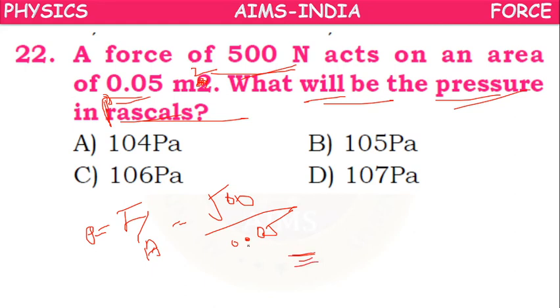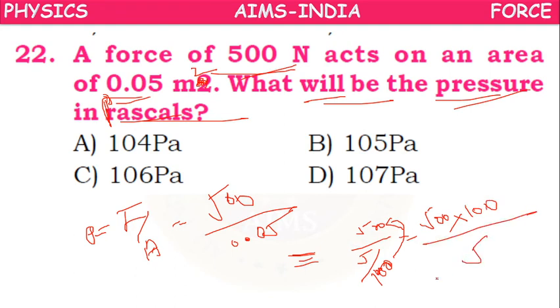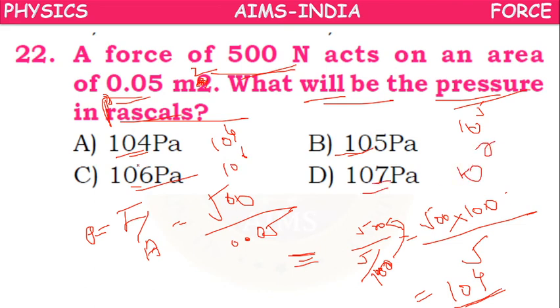0.05 means 2 zeros are there. We can write 500 by 5 by 100, because the point has 2 decimals. Or this 100 will go up to the numerator, 500 into 100 by 5, or 100 into 100, which is 10 power 4. So it's 10 power 4, then 10 power 5, 10 power 6, 10 power 7. So 10 power 4 pascals, option A is the right answer.